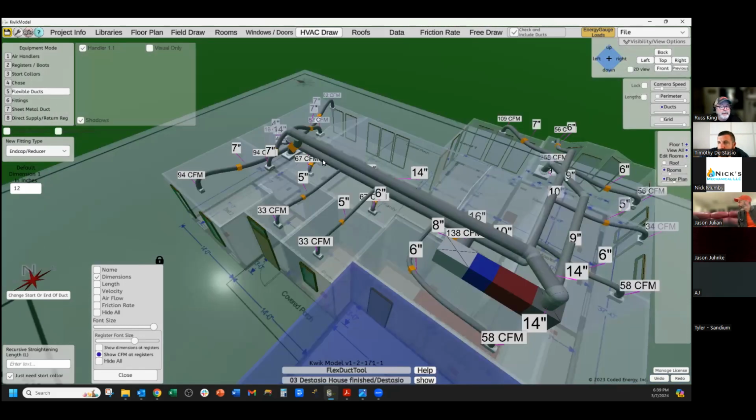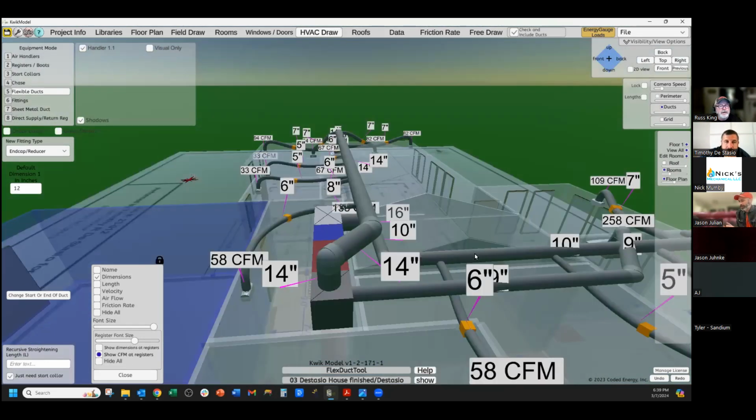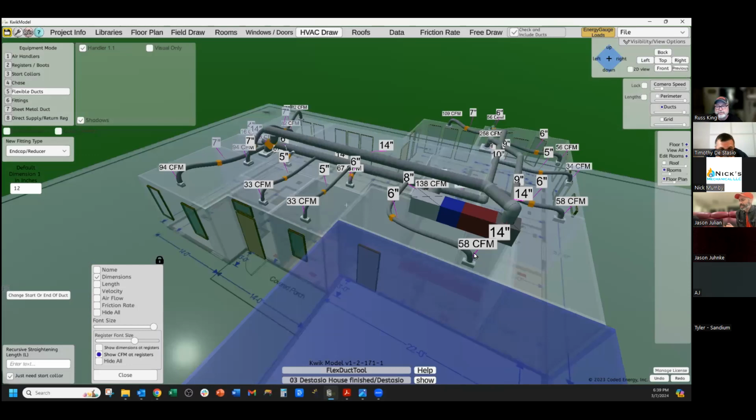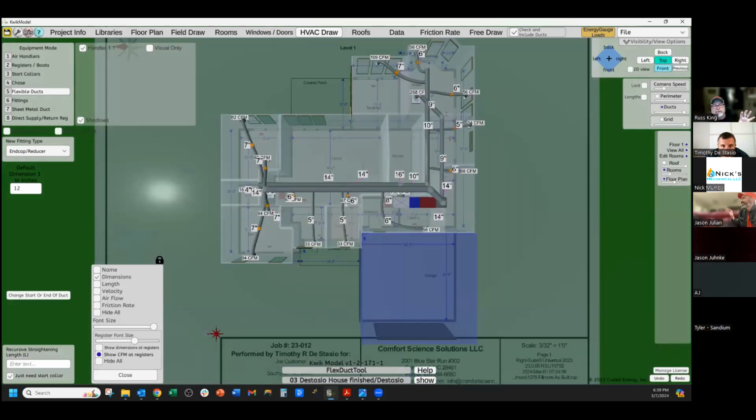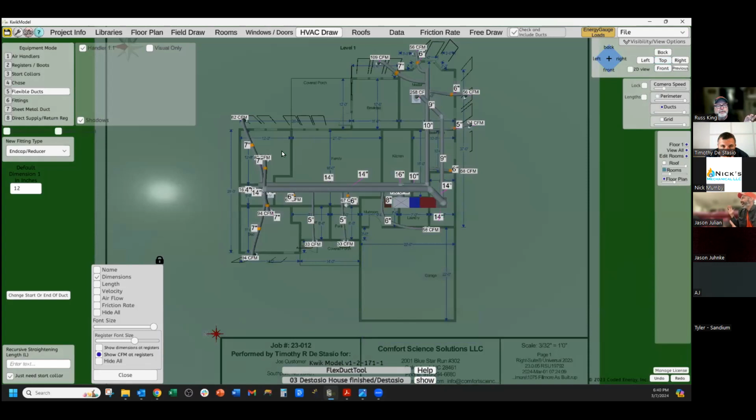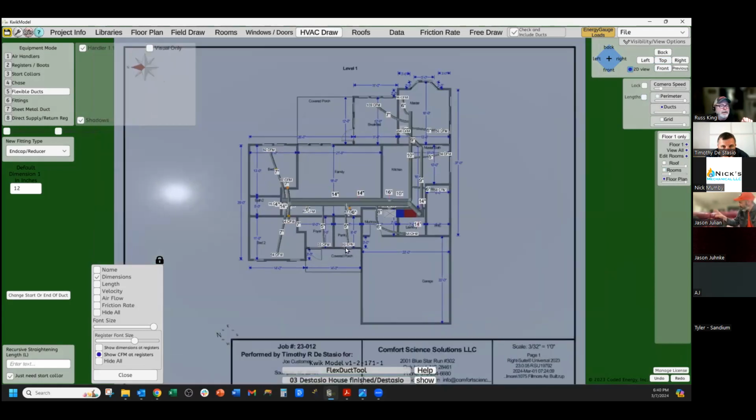And that's basically it. I mean, you can look at this from any dimension. All the numbers will always point at you. If you wanted to print out a more traditional 2D duct layout, what you do is you click on the top button up here, and that'll look straight down from above. You turn off the rooms so that you can only see the floor plan. You can make the floor plan a little brighter, and you can adjust the size of the labels, and then you put it in 2D mode, and there you go.